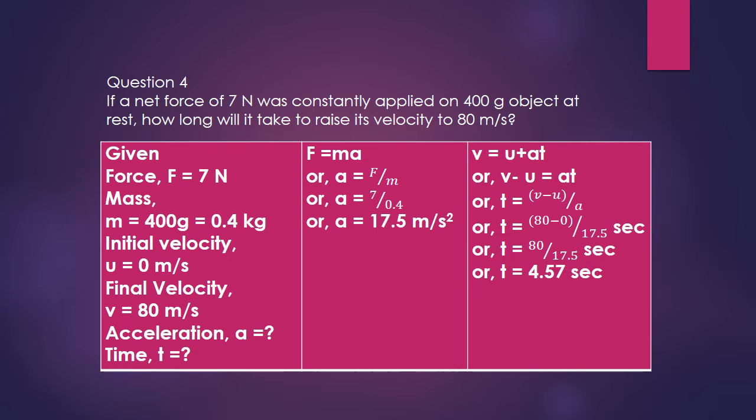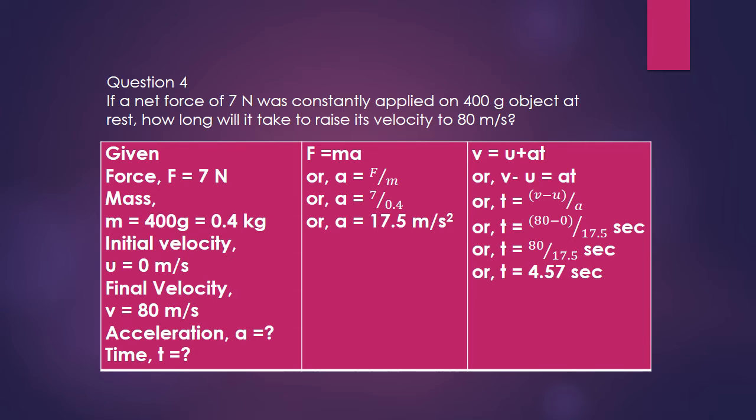So what they have provided is force, that is 7 Newton, and mass, that is 400 gram. We will convert it into kg because the SI unit of mass is kg. We will generally try to convert into similar units. That's how we will get right answers. So initial velocity is 0, as I told you earlier, that if anything is starting at rest, the velocity becomes 0. Final velocity will be 80 meter per second.